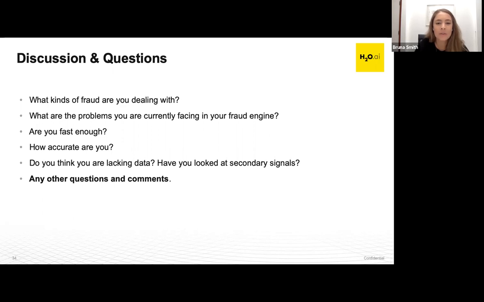Do these businesses manually review all of the fraudulent transactions detected by the model before taking any action, due to the prevalence of false positives? Sorry, Bruna, let me just read. Click on the Q&A tab, and you'll see. Do these businesses manually review all of the fraudulent transactions detected by the model before taking any action due to the prevalence of false positives?